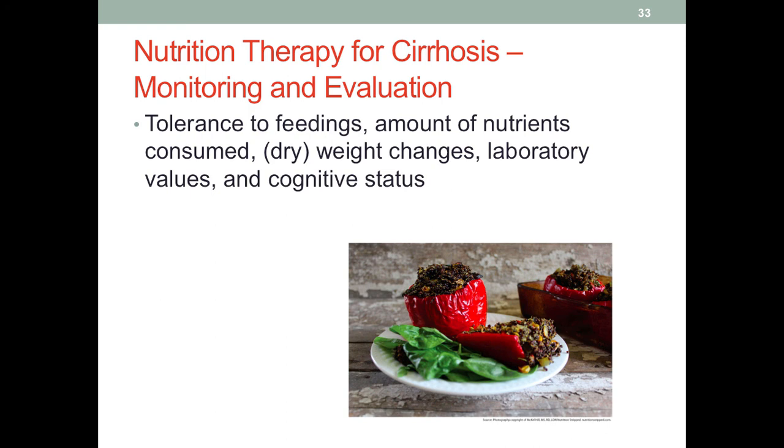We need to monitor the tolerance to different types of feedings and amount of nutrients consumed. And we need to pay attention to dry weight changes because with ascites, the weight is of course affected by fluid retention. So we really want to investigate further exactly what the dry weight is without the fluid. This would be helpful for us determining our dosing weights. And lab values and cognitive status, again, we want to monitor if there is hepatic encephalopathy.